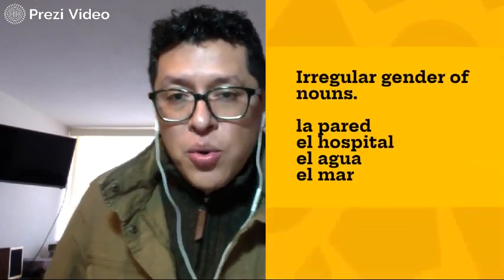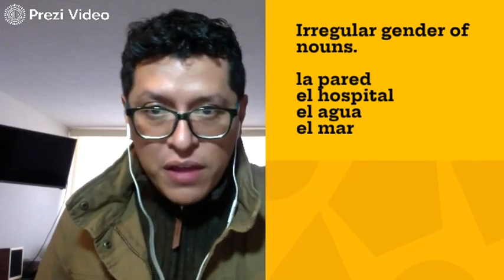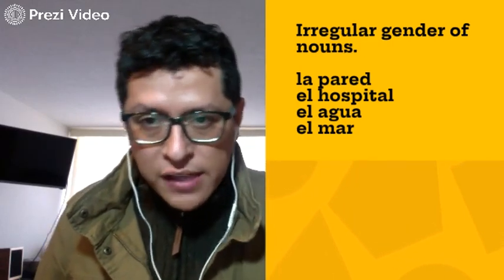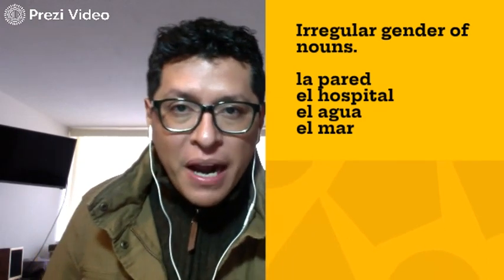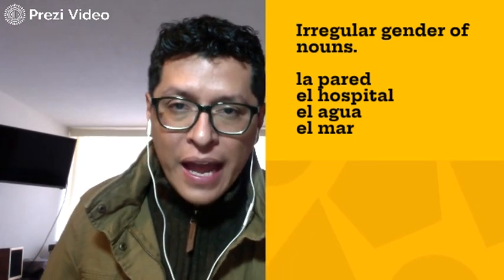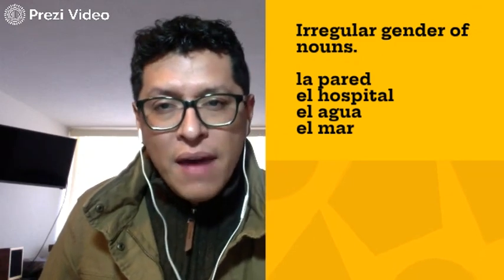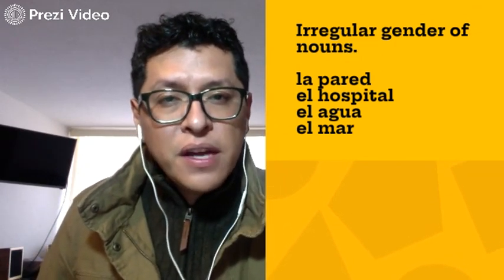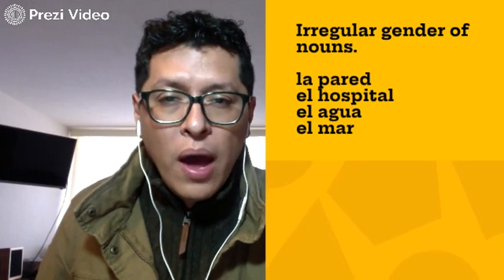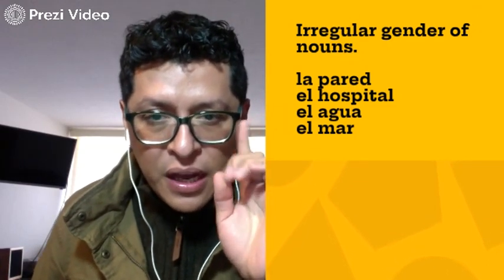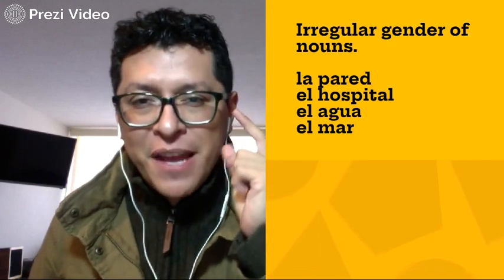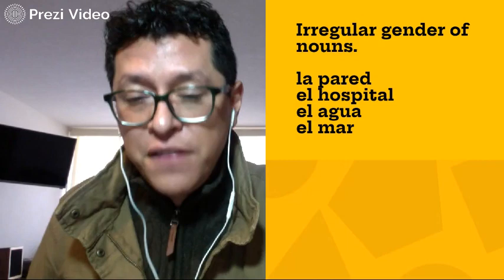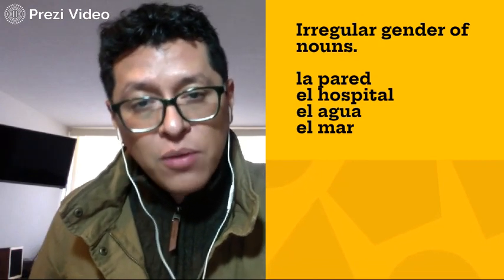So when you are dealing with nouns, you will also find some irregular nouns, such as these ones. You have la pared, el hospital, el agua, and el mar. Why do they have different forms? Well, because the ending is totally different. They don't have an a, they don't have an o. However, they have an article at the beginning. So if it has a male article, then the noun is male. If it has a female article, then the noun is female.